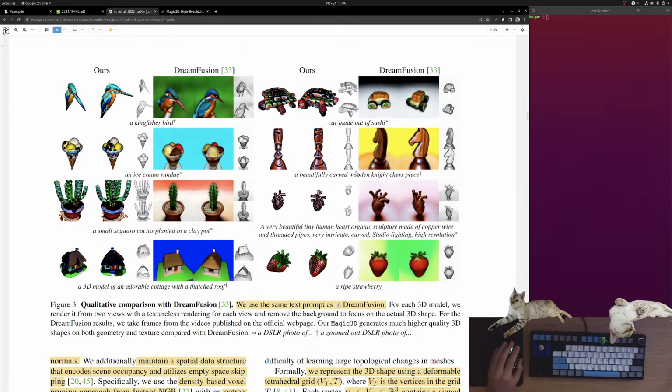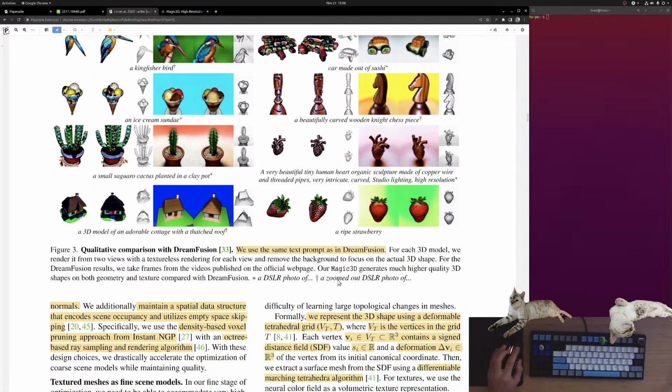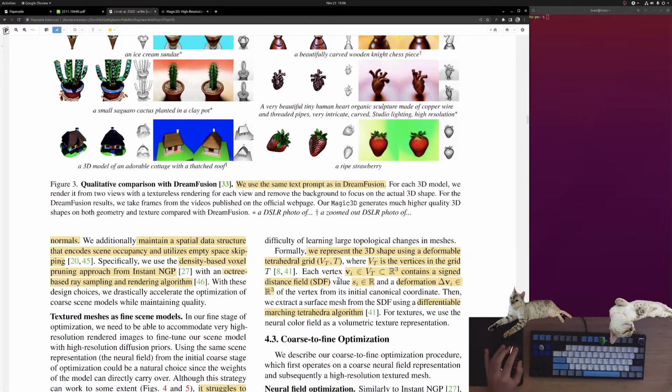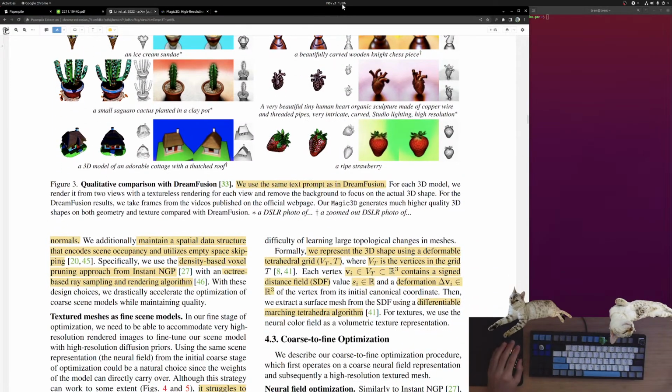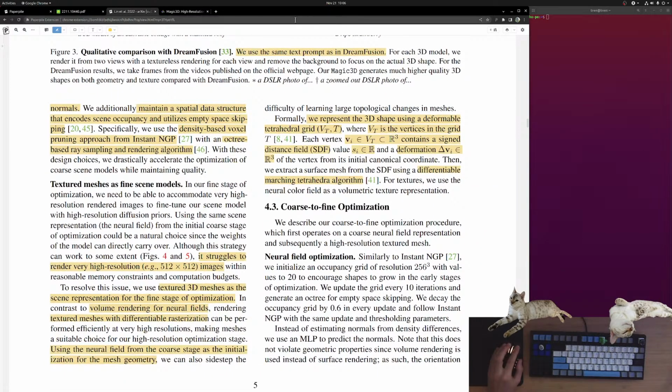Similar here, a carved wooden knight chess piece. This is actually what you want. This is what a carved wooden knight actually looks like. But this one, even though it's more complicated and more intricate and more detailed, is actually less what I would want as a human. So it's interesting to think about how sometimes more resolution, more detail might not actually be what you want.